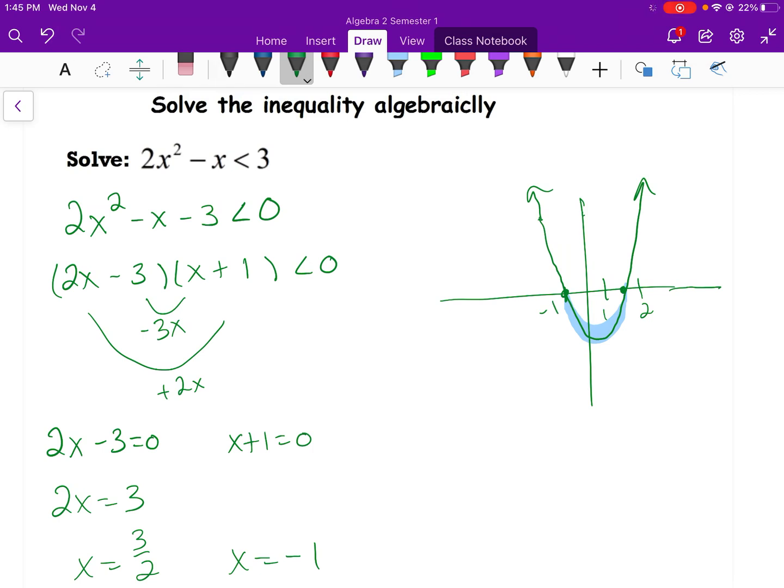So again, when we do this, smaller number on the left, larger number on the right, put x in the middle, with less than signs. This part right here is saying x is greater than negative 1. This part here is saying x is less than 3 halves.